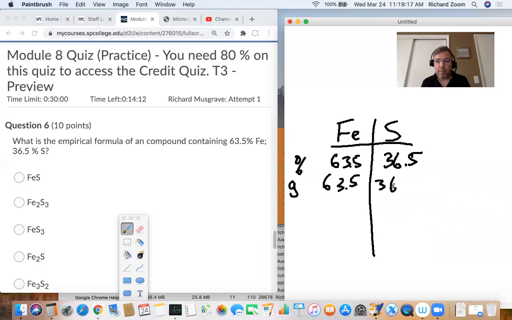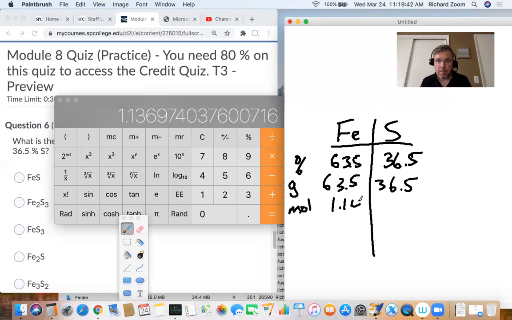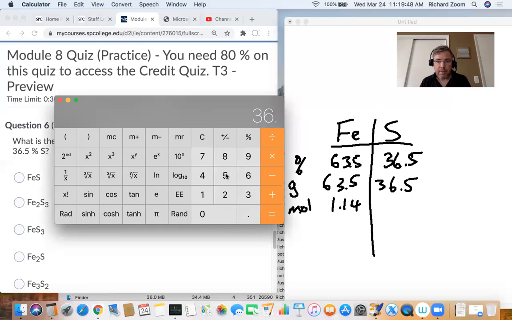Right, then we just go ahead and do what we did earlier, get the moles. And for iron, let's do that first. 63.5 divided by 55.85, again, the atomic weight of iron, 1.14. And for sulfur, it's 36.5 divided by 32.07, 1.14.